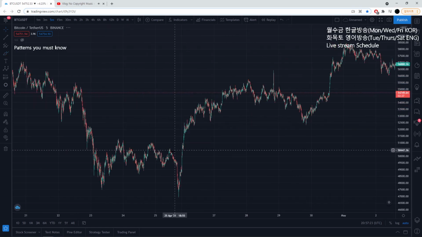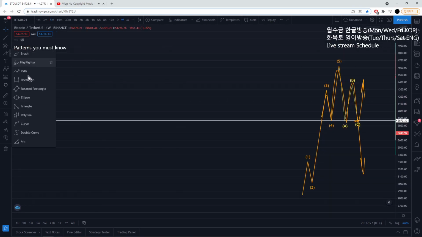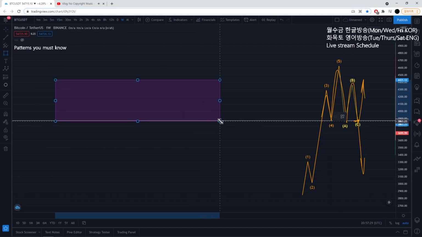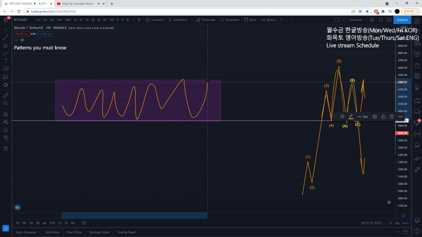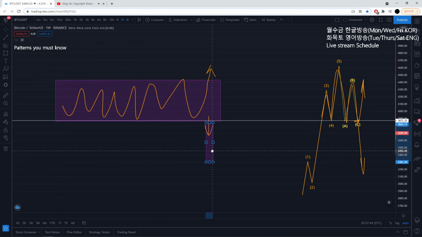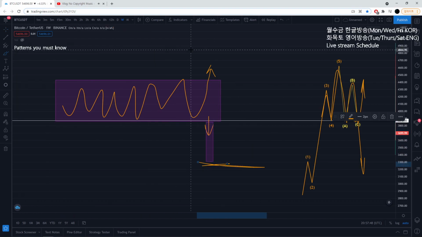Alright, so now let's go to box. Box pattern is when you have a box and you have multiple waves within it, and wherever it breaks, it will go to a minimum of the length, or the height, of the box. So either here or here.